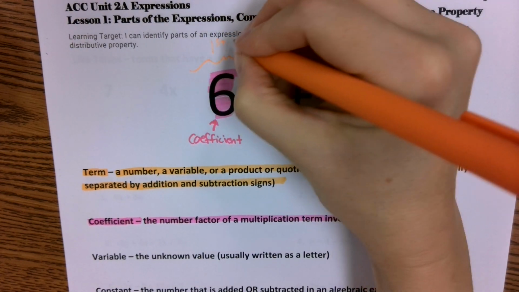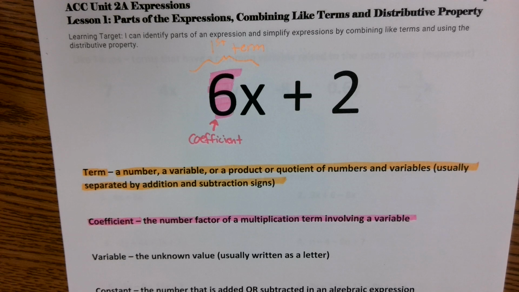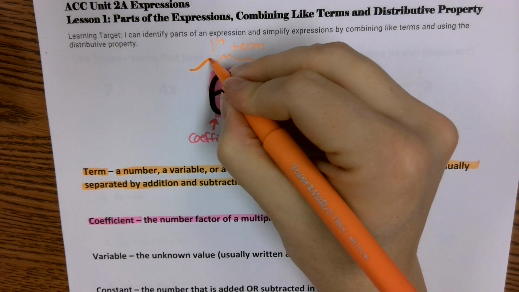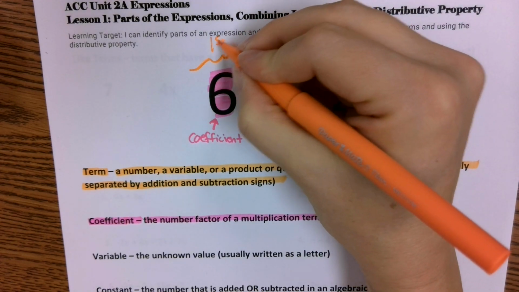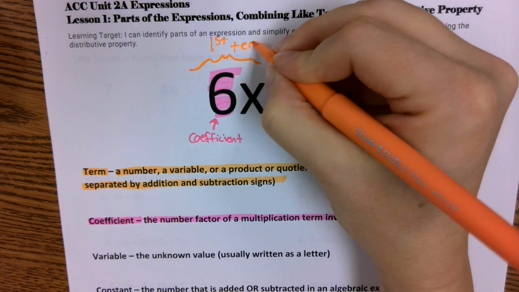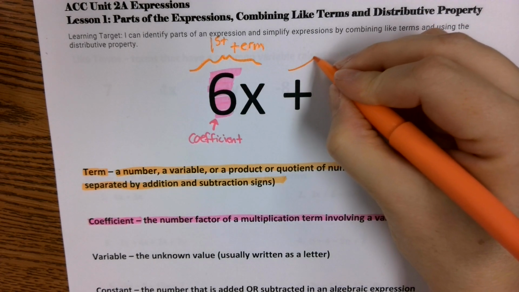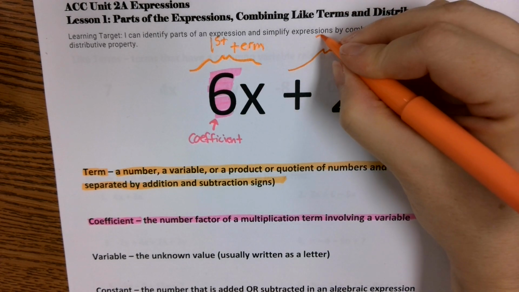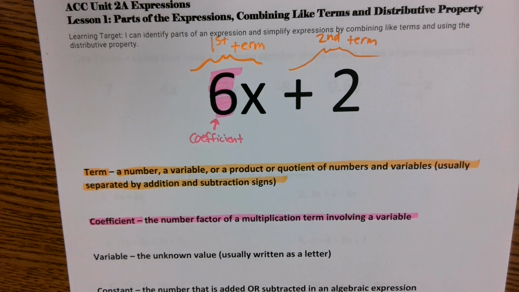So this is your first term. Oh, and I'm just realizing that orange is really crappy, isn't it? Okay, so let's do a better orange. This is my first term. This, plus 2, is my second term. Done? Awesome. Thank you.